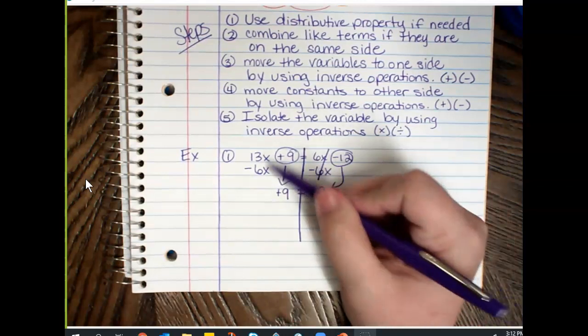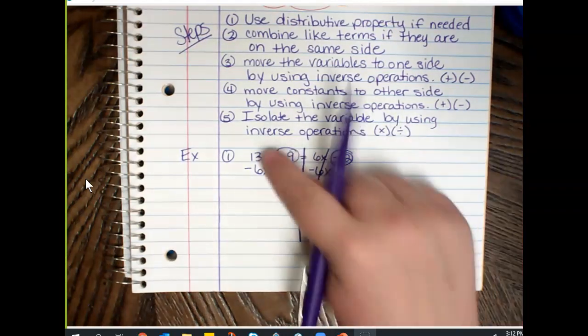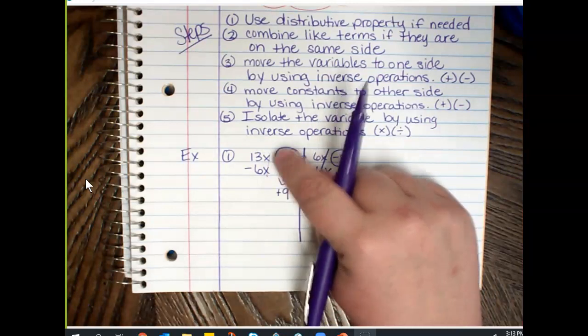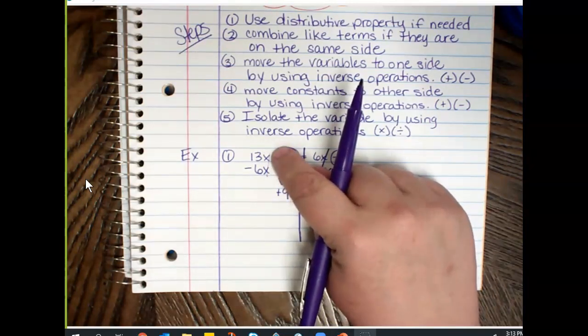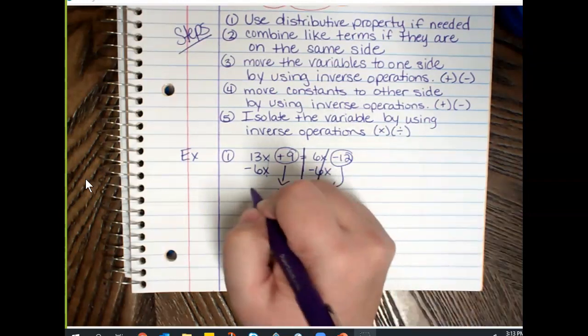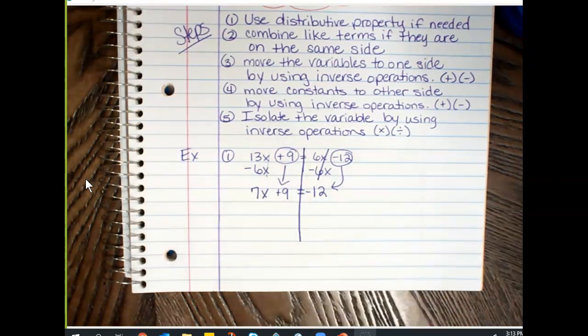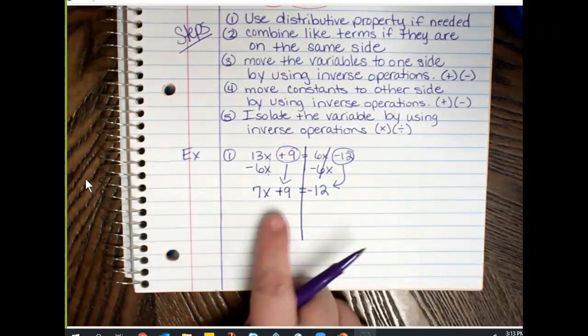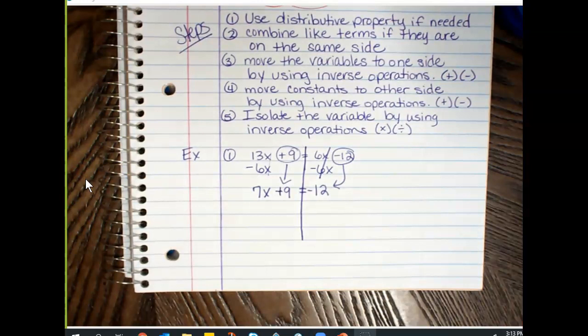But now I need to combine these. 13x minus 6x. 13 xylophones, take away 6 xylophones, is 7x, or 7 xylophones. Now you're just at a 7th grade problem. So we just kicked it up one extra step by putting the variables on both sides.